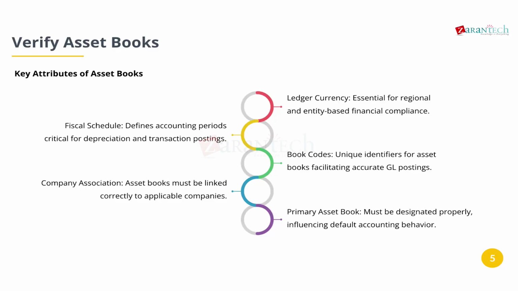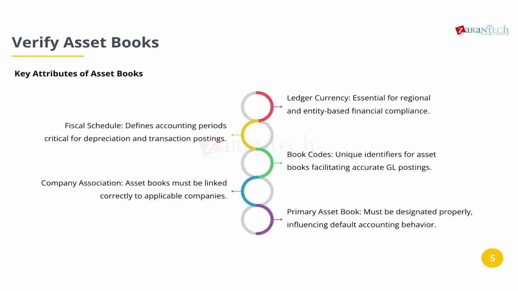Now we have key attributes for the asset book. As we can see, we have mentioned ledger currency. We have five key attributes for the asset book that are required to configure, and we need to verify the asset books in Workday. This is to ensure that fixed asset transactions flow correctly to the ledger accounts, and that it is complying with the accounting standard.